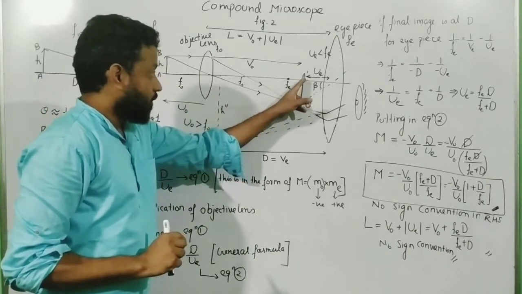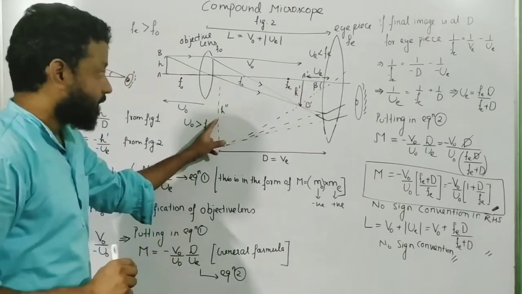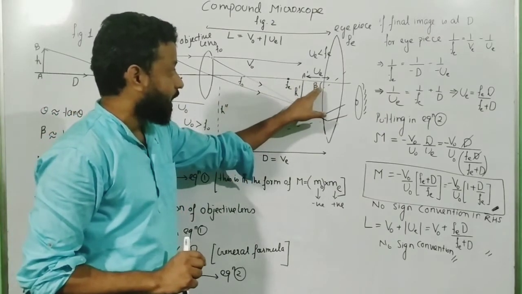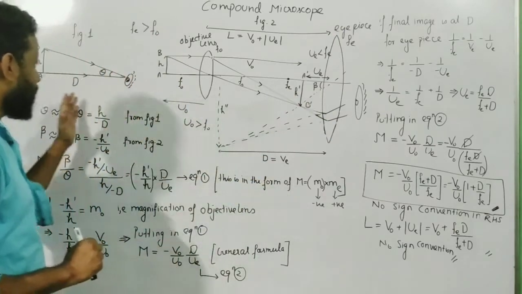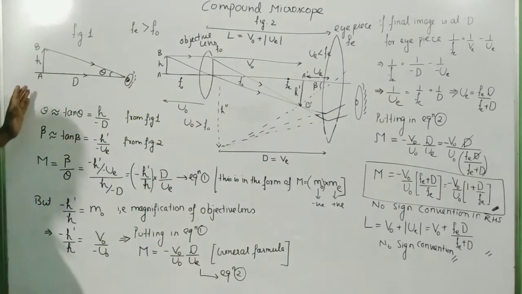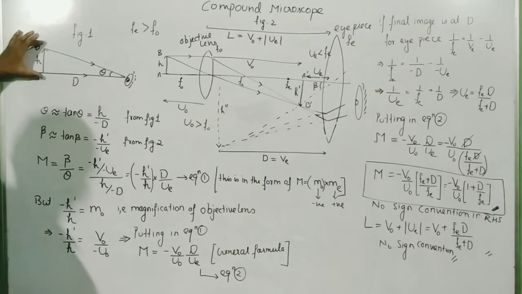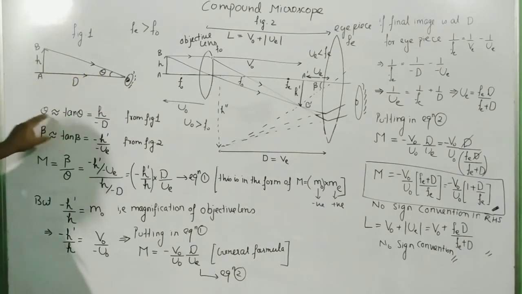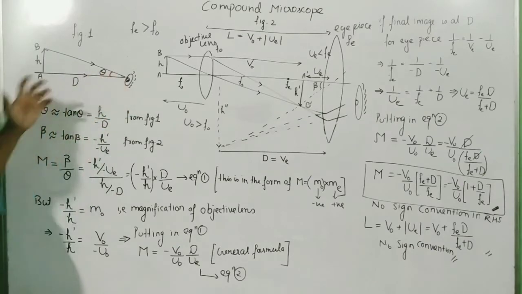Now, since this is the magnified image of this as the object, let us say this whole thing makes an angle of beta. So if I now go to the formula of magnification, when you see the object through a naked eye, let us say the angular width is equal to theta, approximately equal to tan theta, equal to h by minus d. Minus d is because it is in this direction, opposite to the movement of the incident ray.